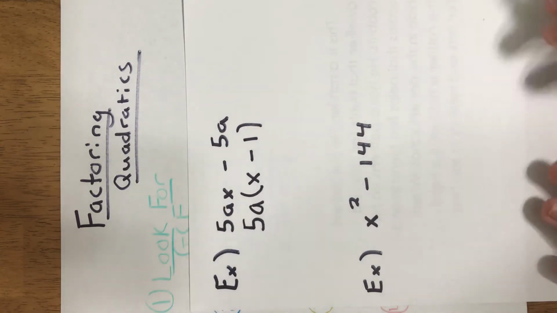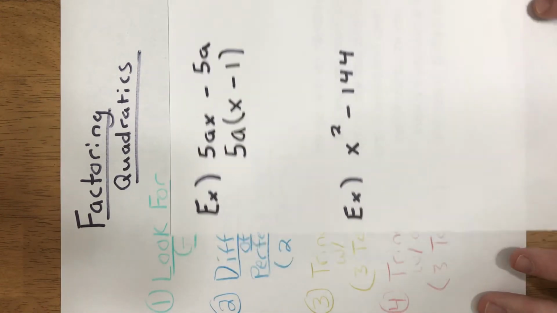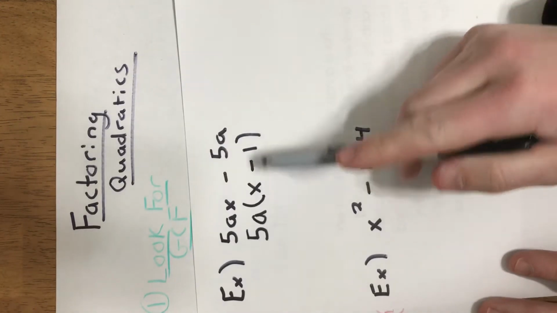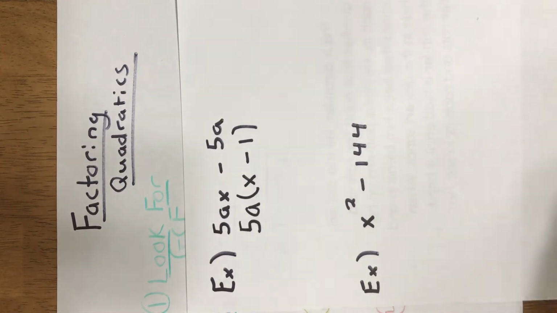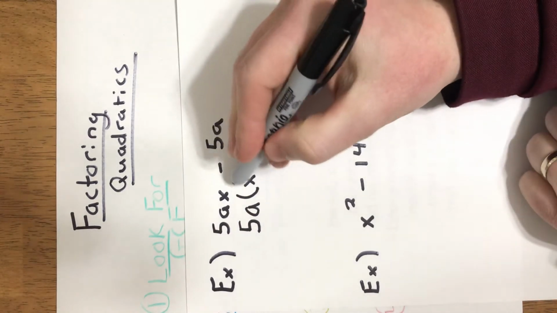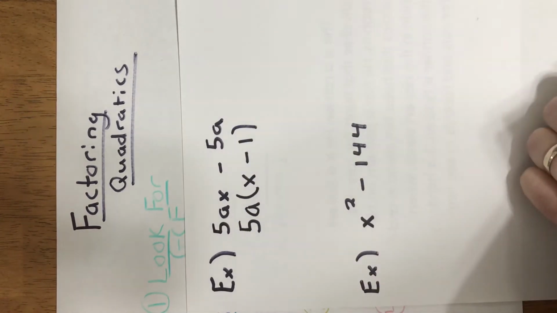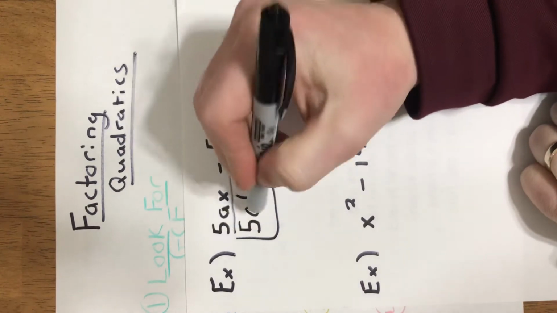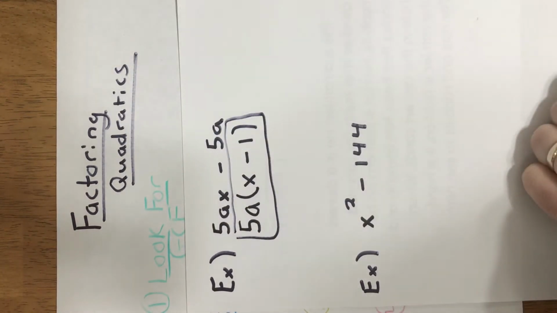All right. Now I'm going to go down the list and see, do I have a difference of perfect squares? I do have 2 terms, and I do have a difference. However, I can't take the square root of x, it would have to be x squared. So that means there's nothing further I can do here. This is going to be my answer to this particular problem: 5a times x minus 1. I can't go any further.